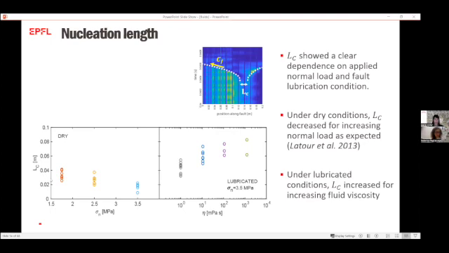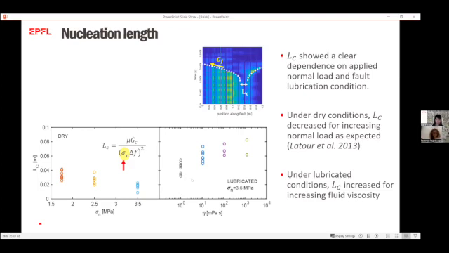So you can see that under dry conditions, the nucleation length decreases for increasing normal stress, as was expected by the theory, and it was shown through experiments by Soumaya Latour in 2013. And this is one of the common equations for estimating the nucleation length. And as you can see, the normal stress is at the bottom of this ratio. So it makes complete sense that by increasing the normal stress, we will reduce the nucleation length.